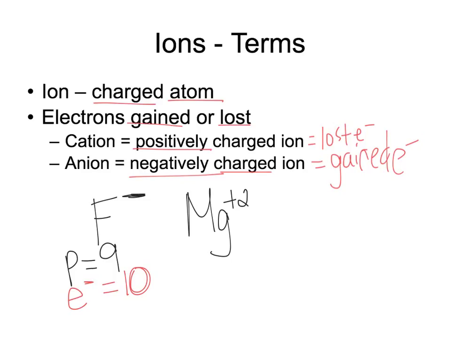Now, in order to figure out my neutrons, I'm just going to look at the mass on the periodic table and round it. So the mass on the periodic table for fluorine is 19. So I've already got 9 of that 19 from my protons right here. So now that means that I would need to have 10 neutrons. 9 and 10 gives me my mass of 19. See if you can figure out magnesium.